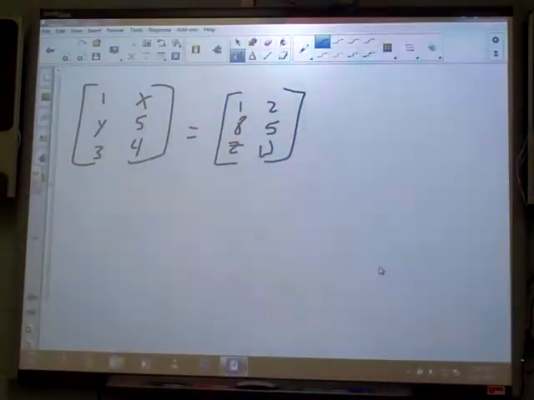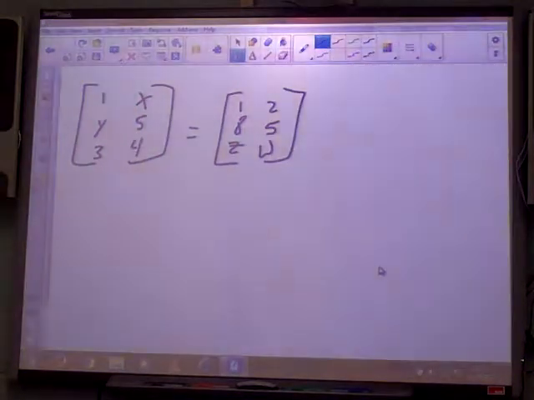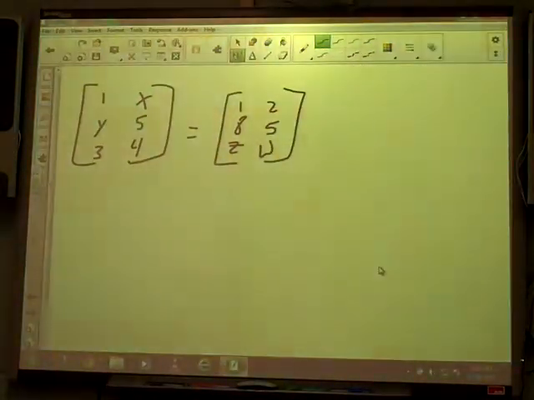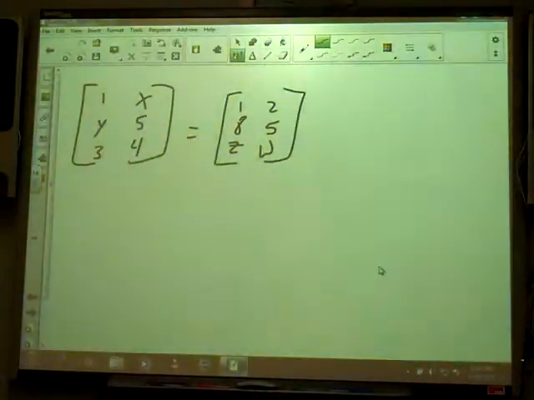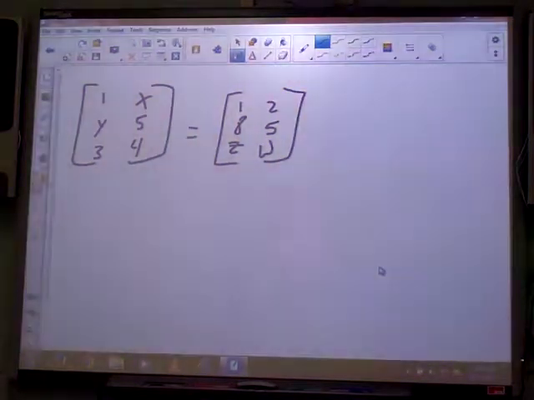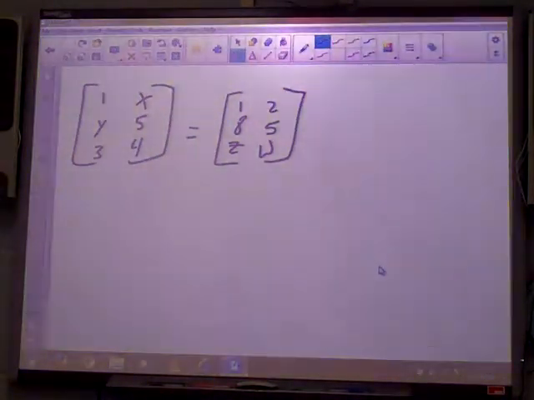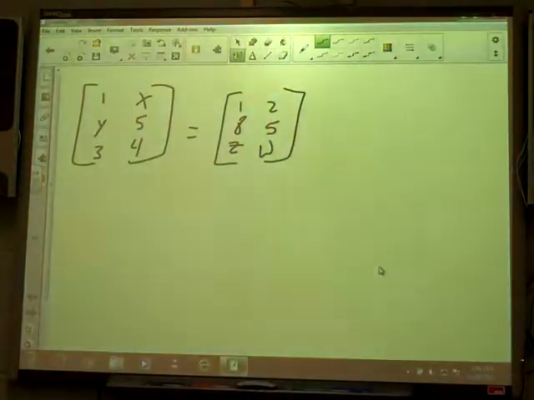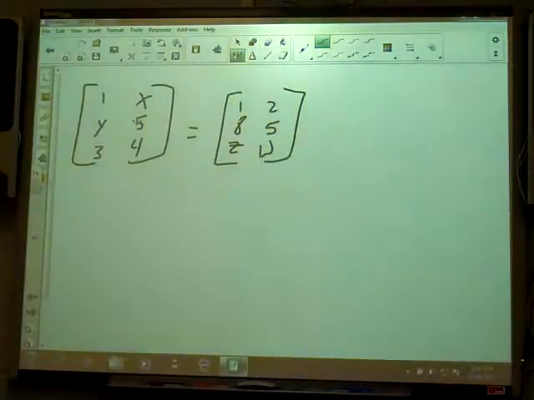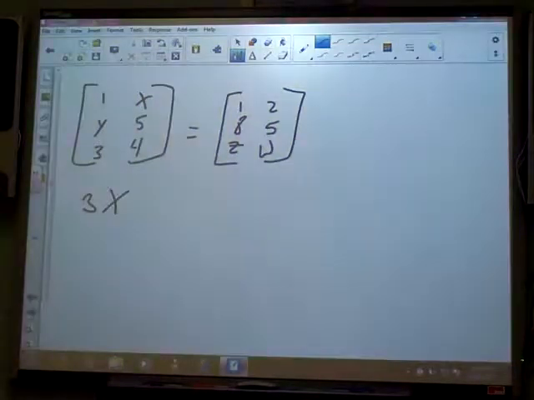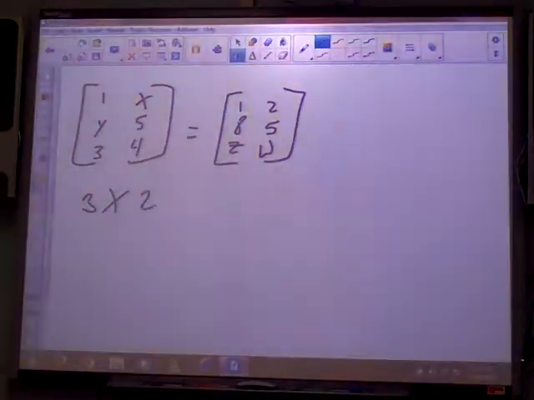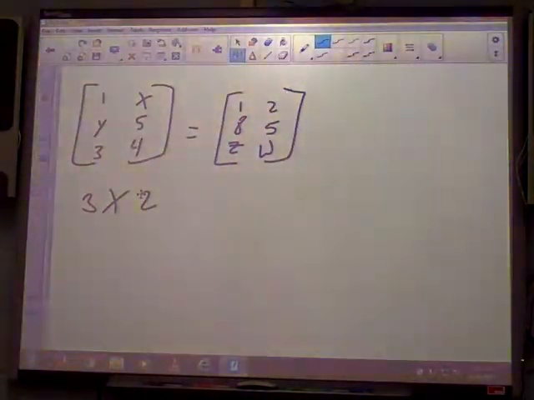Alright, so before I read to you what the problem actually asks us to do, which you probably already got figured out, we got to talk about dimensions of matrices. We did a little bit yesterday when we typed them in our calculator. We had to know how to change that matrix dimension on that beginning screen. These are both 3 by 2.